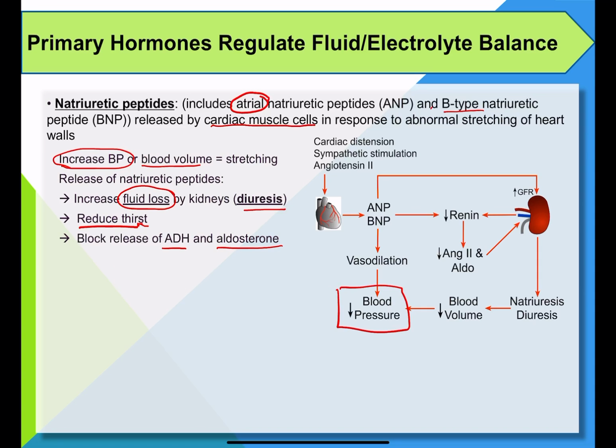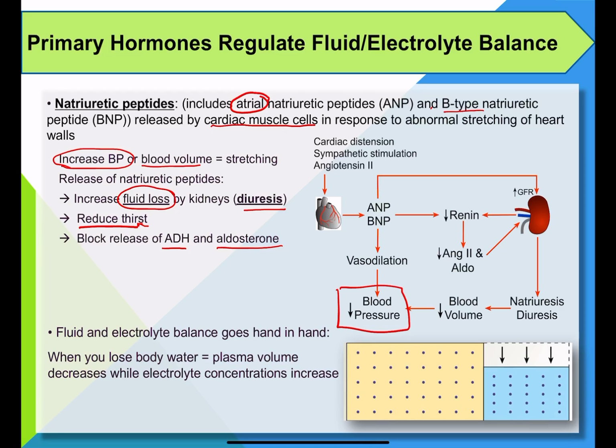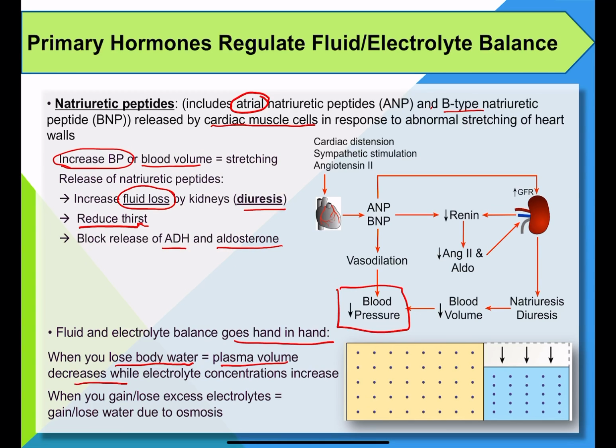Okay, all right. So just as I emphasized last semester about osmosis, where water always follows salt, that's why fluid and electrolyte balance always go hand in hand. When you lose body water, your plasma volume will decrease while electrolyte concentration increases, as illustrated here. You lose volume, but your electrolytes are still there, and that's why all these dots have become more concentrated within that area of the body.